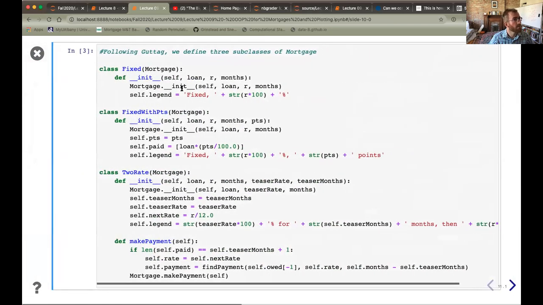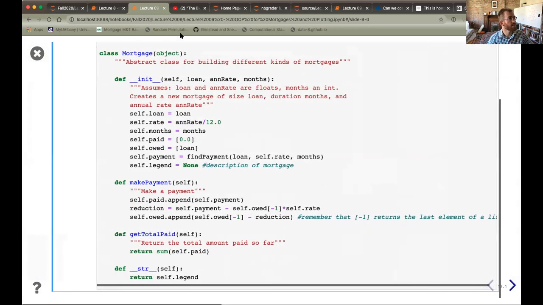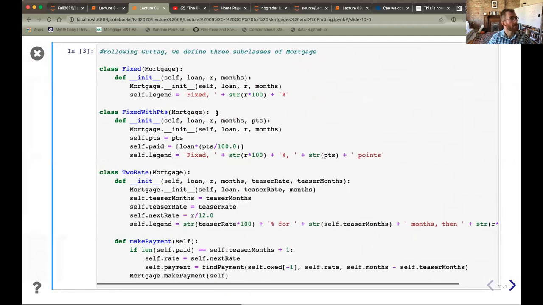So we're going to have some other types of mortgages, the ones which I just introduced at the start of the lecture. So we have our fixed mortgage, and we're going to express that as a subclass of our mortgage class. Again, the fundamental workings of any mortgage were just outlined in this previous mortgage class, which was a subclass of object, where you can make a payment, get total paid, and you can print it using the string method. But now we're going to define 3 different subclasses.